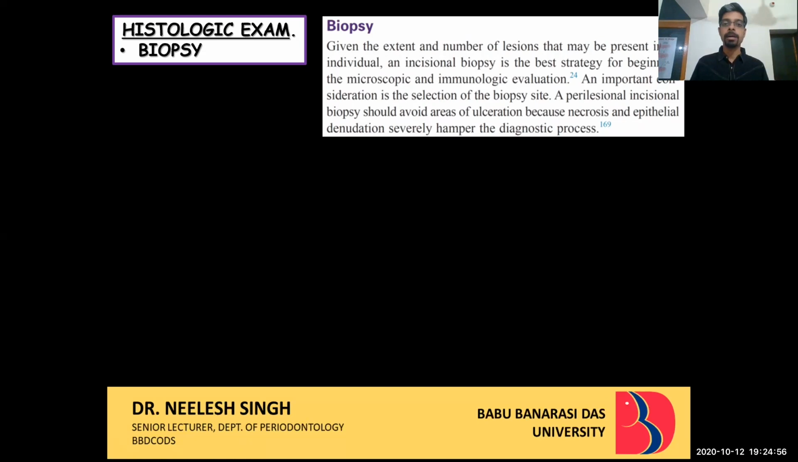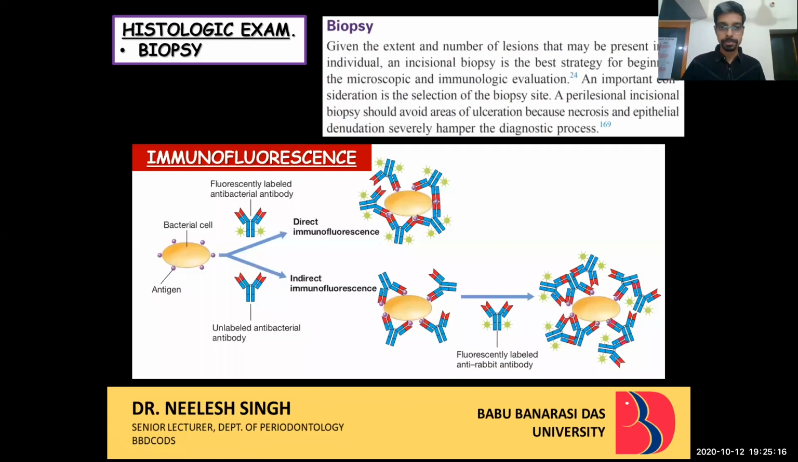Then comes the histological examination. How do we do it? We take a biopsy, and in these cases, especially the incisional biopsy is the best strategy. We take the tissue, send it to the lab, and the lab processes the tissue and makes it ready for microscopic examination. Microscopic findings like H&E findings and all those things we will discuss later. Now, coming to the immunological study or immunofluorescence. What is immunofluorescence? It is a kind of diagnosis in which we assess what antibody is present in the tissue, because antibody type will determine the type of lesion.